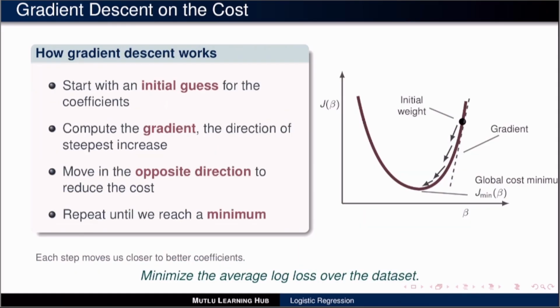To minimize the cost, we use gradient descent. We start with an initial guess, then we compute the gradient, the direction where the cost increases the most, and we move in the opposite direction. Step by step, we move downhill until we reach a minimum. That's how the model learns its parameters.